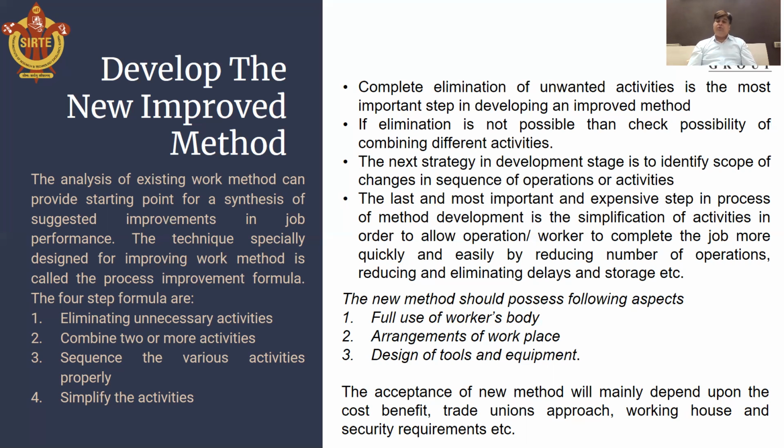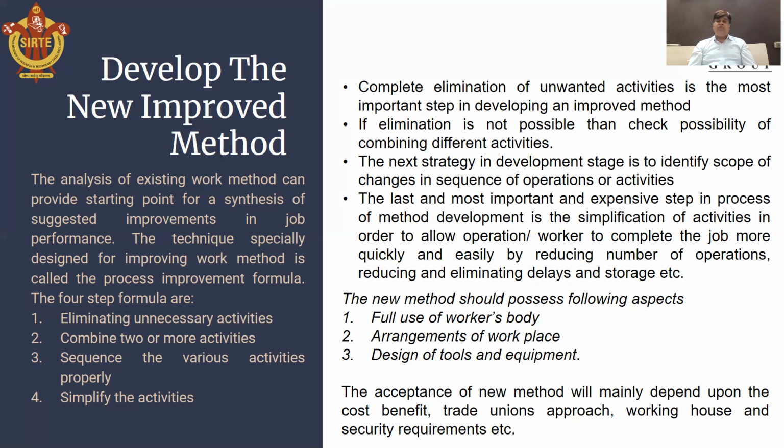Number 1, full use of the worker's body. The complete body of the worker should be used, so that each and every part of the worker can be used without giving extra fatigue to the worker. This should be the most important thing. Now, second, arrangement of the workplace. We have to rearrange the workplace so that the worker can easily reach his desired object. And third, design of tools and equipments. We have to design new tools and equipments according to our work so that the minimum tools are required at the time of working.